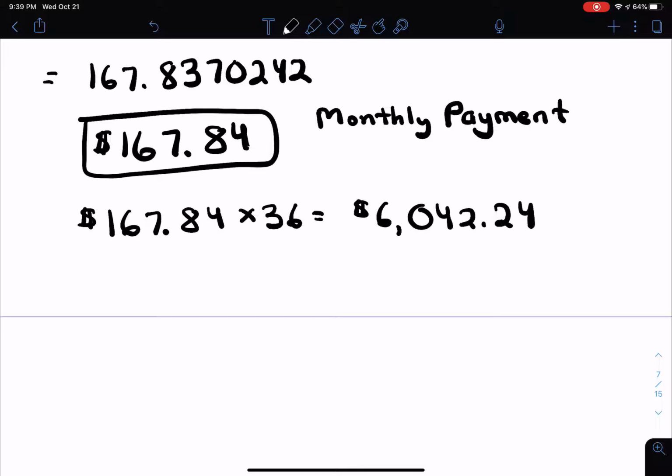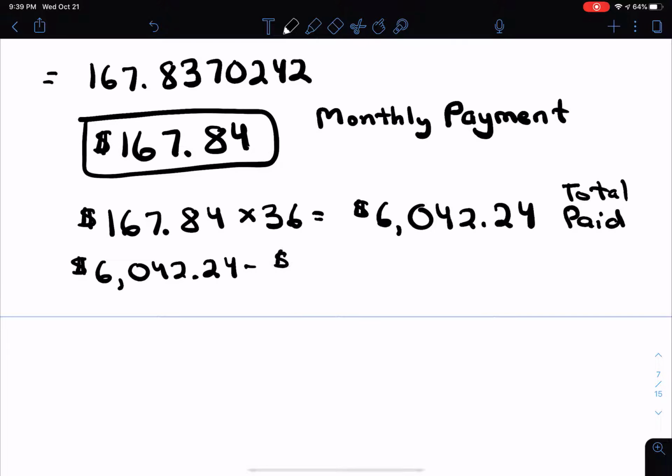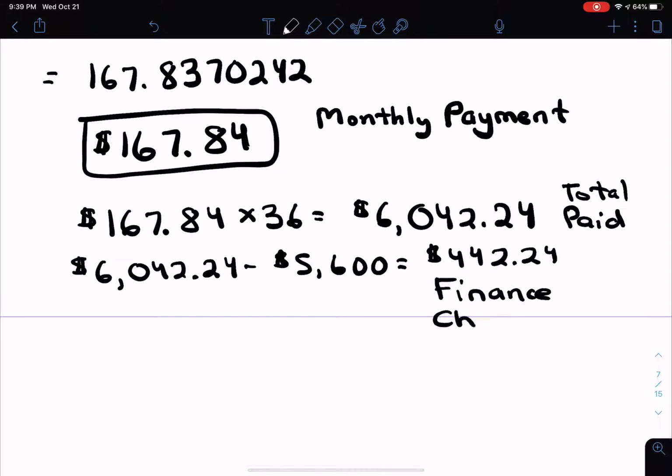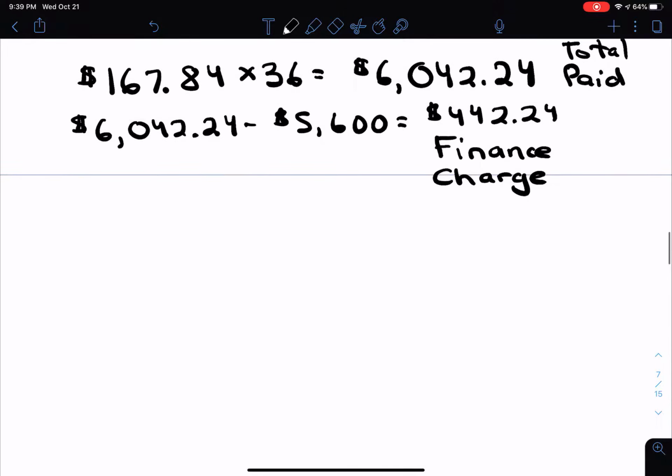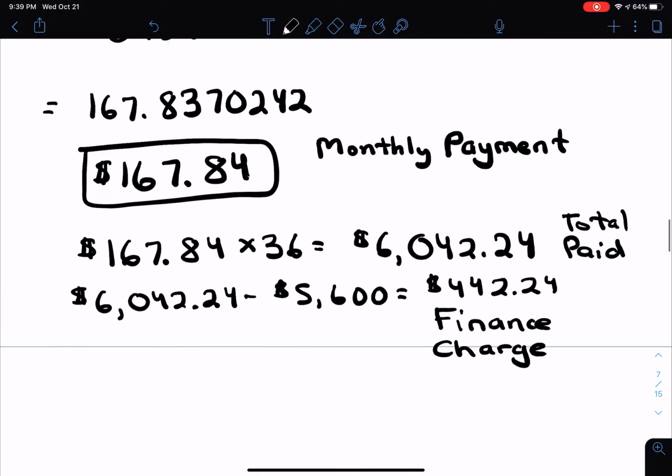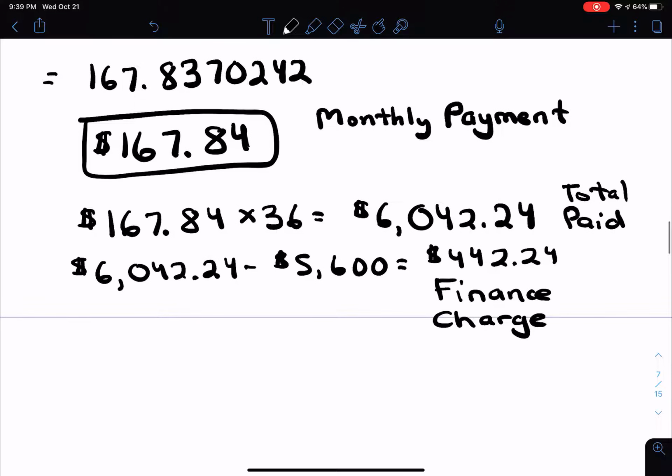But yeah, so now if you wanted to see what the finance charge was, this would be the total paid. And the finance charge, you could take the total paid minus the $5,600, and you would get a $442.24 finance charge. That happens sometimes. Sometimes it's a little off. Don't stress about that part.